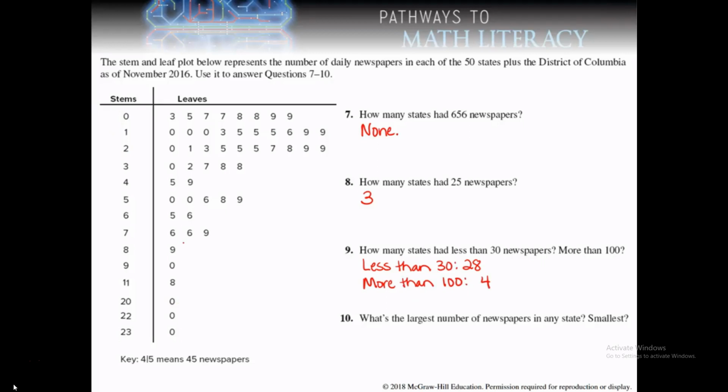And then in 10, what are the largest and smallest numbers of newspapers in any state? Well, the largest would be the one at the very bottom, 230, and the smallest would be the very first one, which was 03, so just 3.